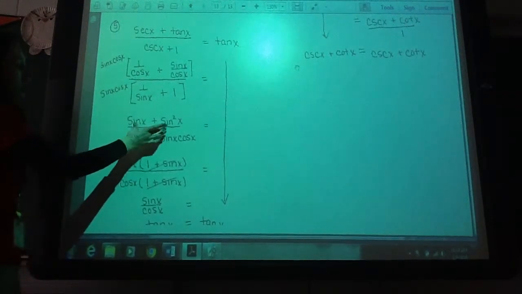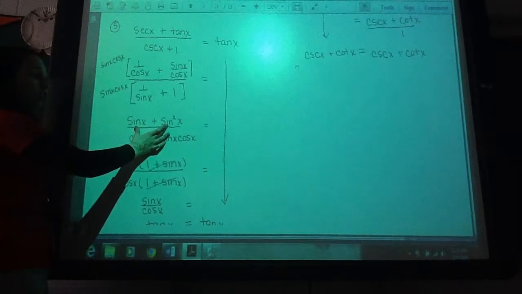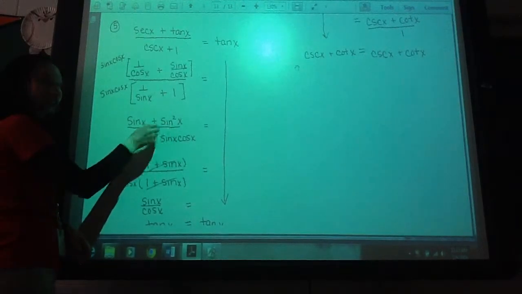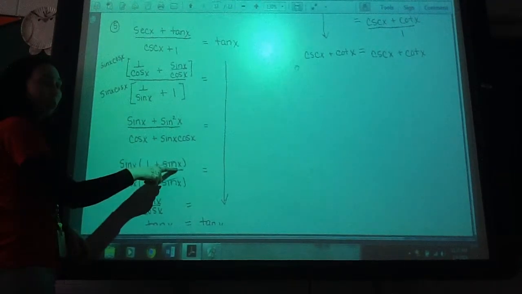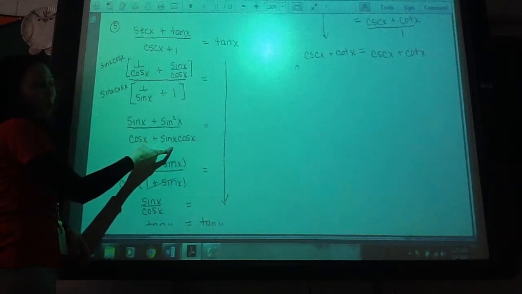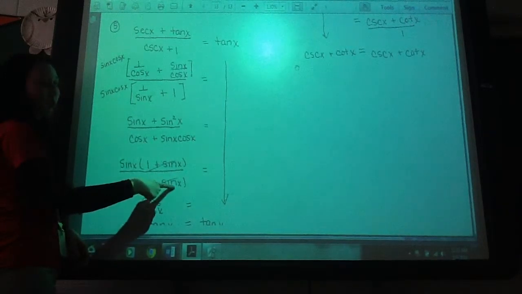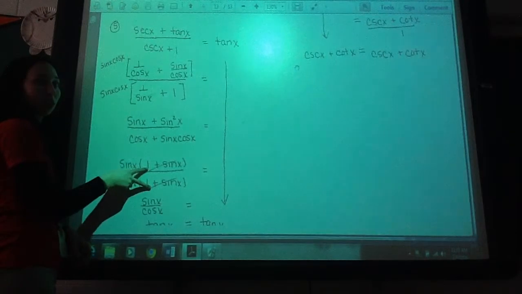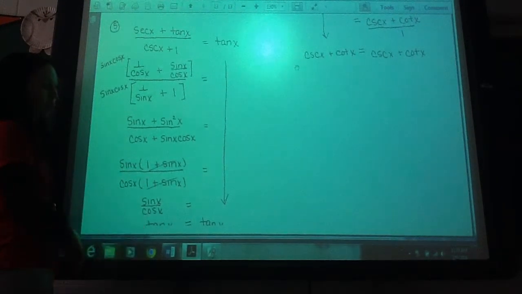And then I went ahead and did my GCF, which, if you look here, they both have a sine, so I can pull out a sine, that leaves me with 1 plus sine. On the bottom, they both have a cosine, so if I pull out a cosine, that leaves me with 1 plus sine, which now I have the same thing in top and bottom, so those cancel. Sine over cosine is tangent.